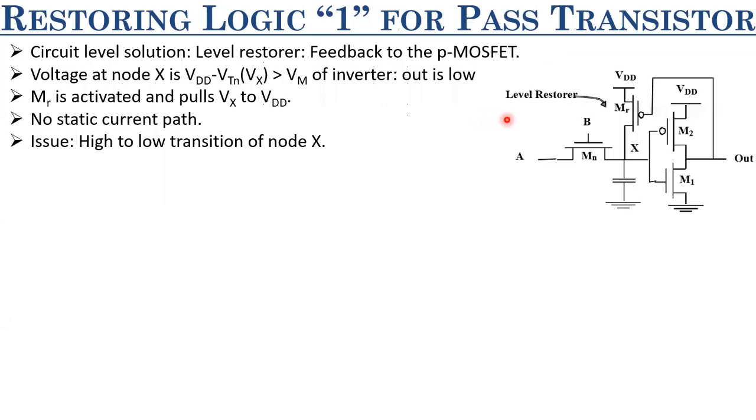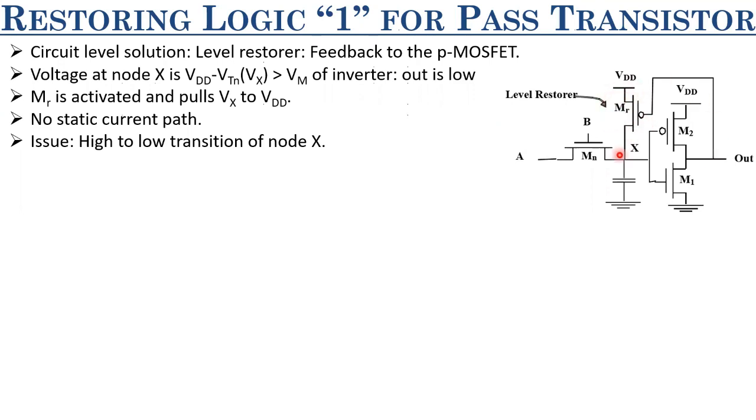However, now let us look at the case when this node X is transitioning from logic level high to logic level low. Let us say that B is equal to 1 and A is equal to 0. So in that case, what happens? When we had A equal to 1 and B equal to 1, this node was charged to VDD because of this level restorer. Now we are immediately making A equal to 0. Only when the node X gets discharged below this VM, this output will go high and this level restorer will be turned off.